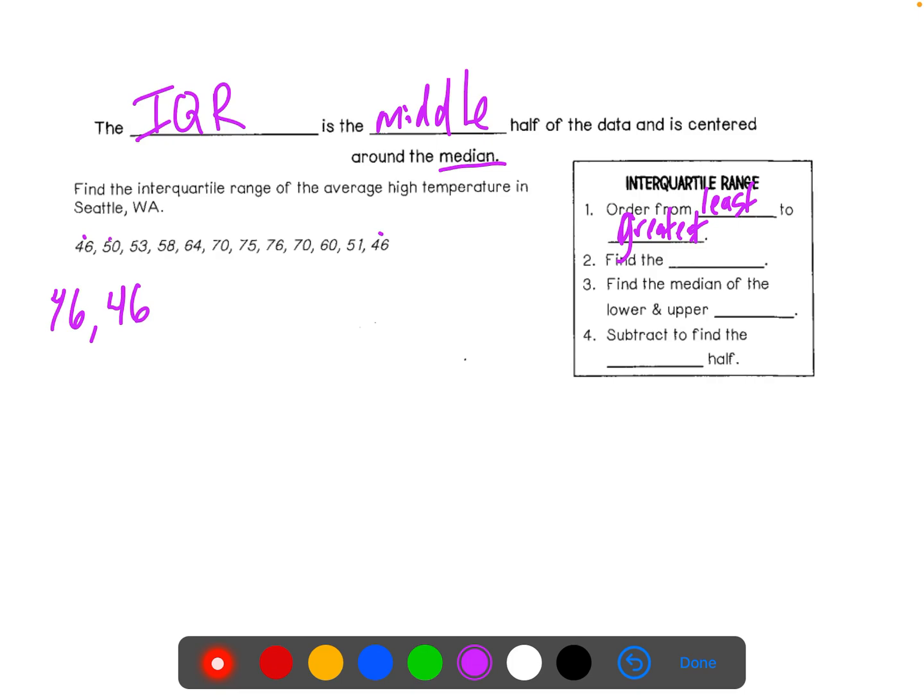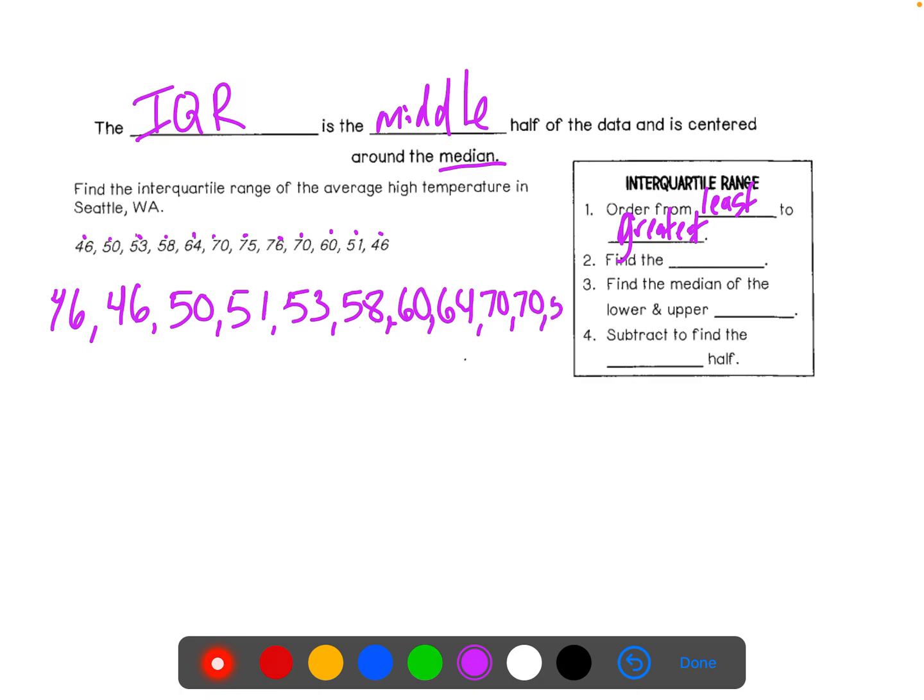Then we have 50, 51, 53, and 58. Don't see any more. Then we go into the 60s with 60 and 64. Two 70s. I'm running out of space here. A 75 and a 76. Okay, so those are all listed least to greatest.